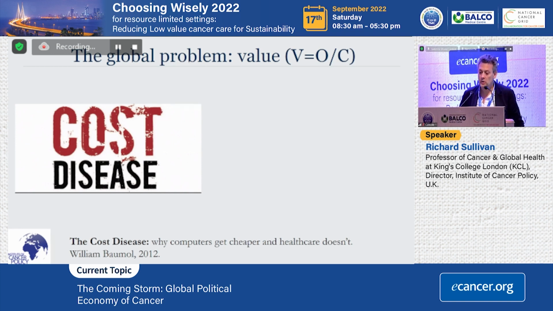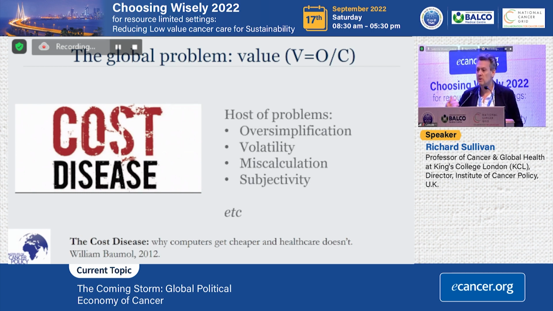The other problem with the value equation, which has already been alluded to, Bashal talked very elegantly about this, is, what are we talking about with outcomes? Whose outcomes? How do we define those? Where do we get the evidence from? So it's an oversimplification problem. The other problem, looking at cost, for example, is price volatility.